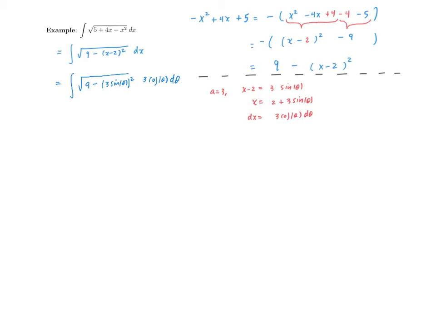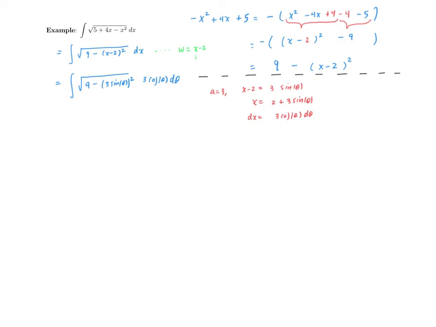And I will note that you could do an initial substitution if you do not want to do this all at once. You also could start off and let something like, say, w be x minus 2, and then let w be 3 sine theta. But because we can, I prefer to take care of this all in one step.